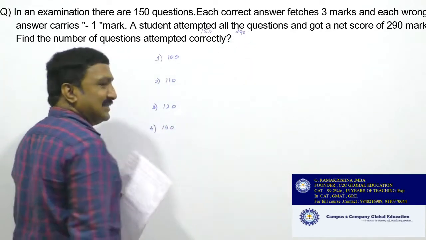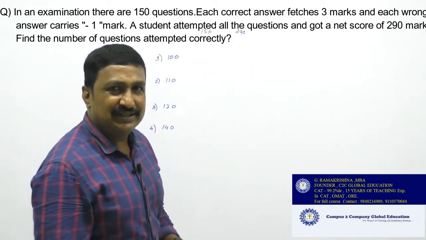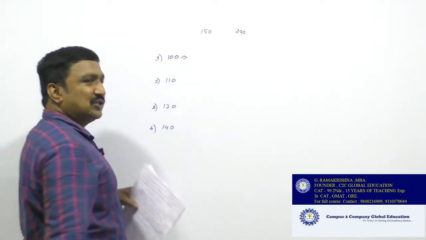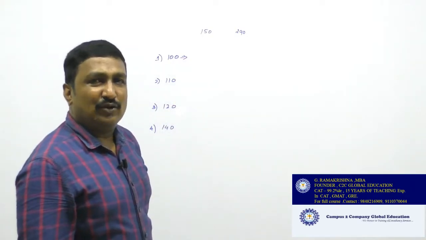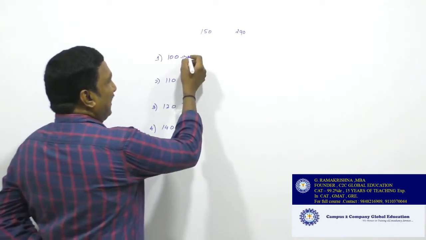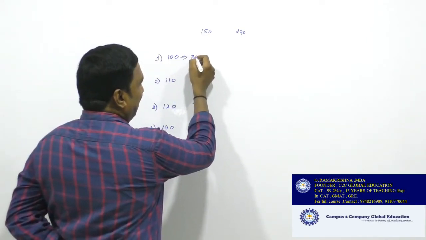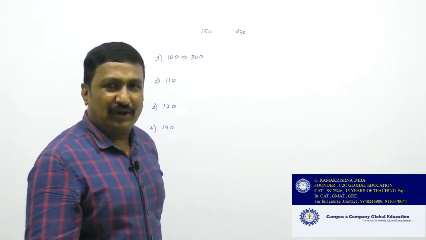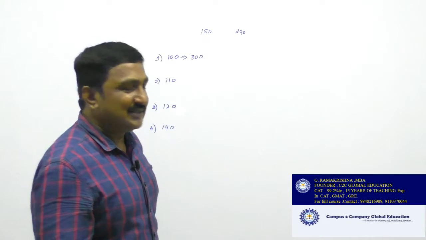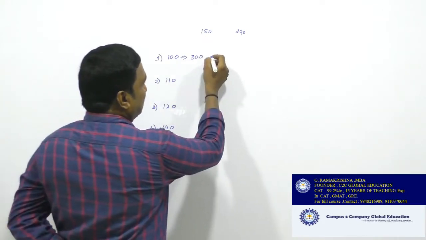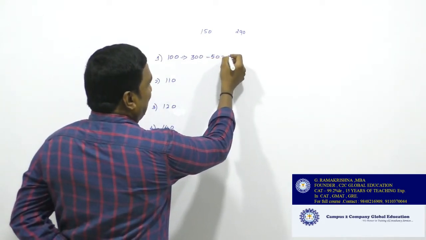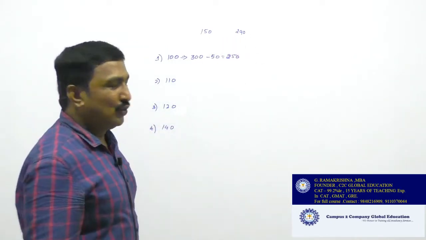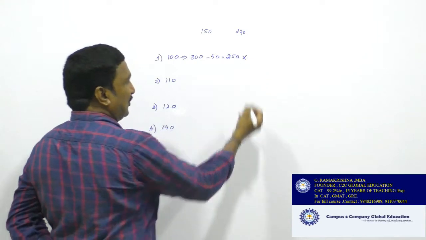Each correct answer carries 3 marks and each wrong answer is deducted by 1 mark. Let us take he attempted 100 questions correctly. That means he will get 100 into 3, 300 marks. But 50 questions attempted wrongly means he will get a penalty of 50 marks. So his net score will be 250. But according to the problem, the net score should be 290. So we can eliminate the first option.